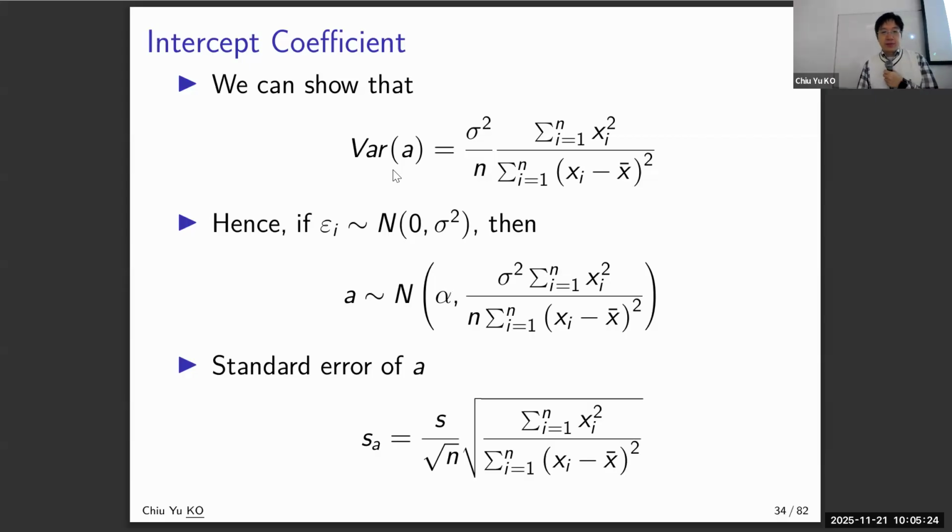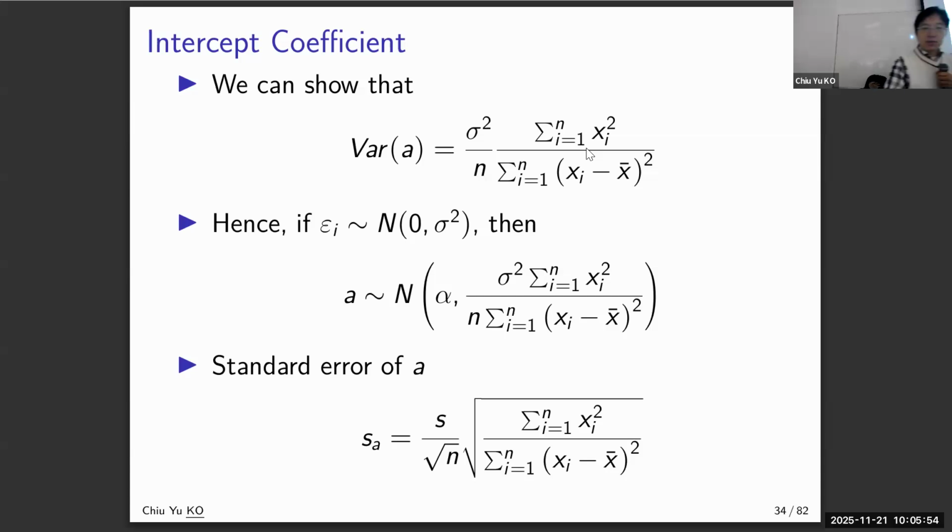With intercept, this is the variance of A and this is the formula. I think I explained last time why this is right. The idea is that if you have more variance, as we said, then A will be less accurate, and if you have more data, then A will be much more accurate.